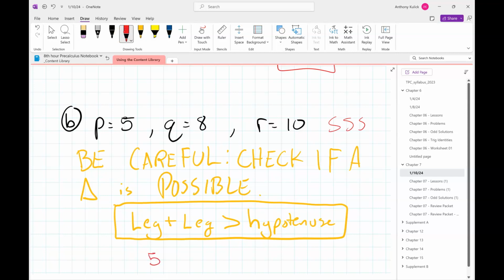Does it matter which one I call which leg? No, man. Is 5 plus 8 bigger than 10? You betcha. So this problem is doable. If you found that to be false, you would just say there is no triangle and you're done. There's nothing more to do. Everybody's cool? Okay.